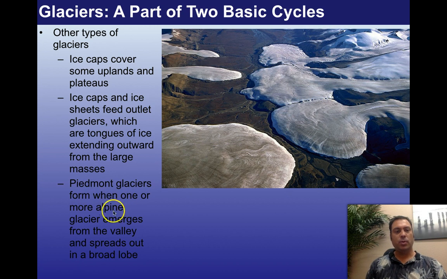Piedmont glaciers form when one or more alpine glaciers emerge from the valley and spread out in a broad lobe. And so that's what these are here. This is a beautiful Piedmont glacier. These are coming into this valley here from higher areas. This is actually another glacial valley down below. We'll describe how you can determine that a little later on. And in fact, these glaciers are so active that they're controlling the drainage. They're pushing the river along the edge here, right?